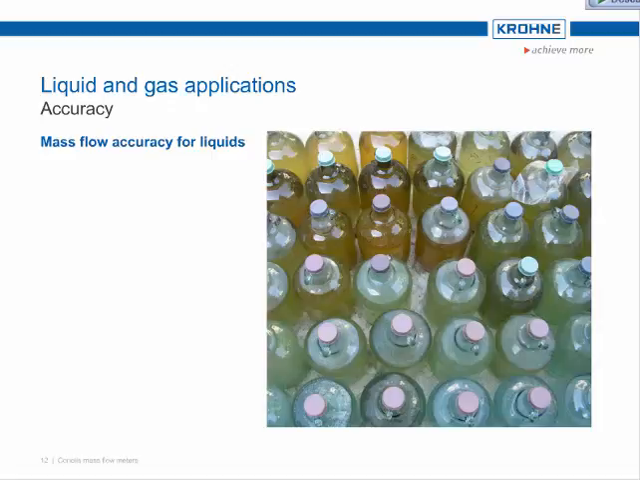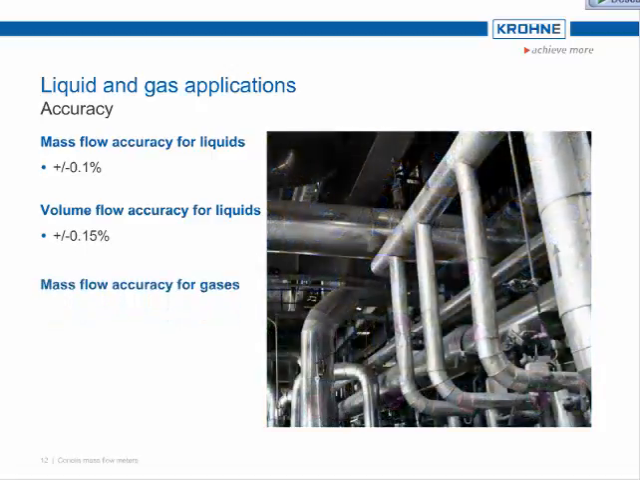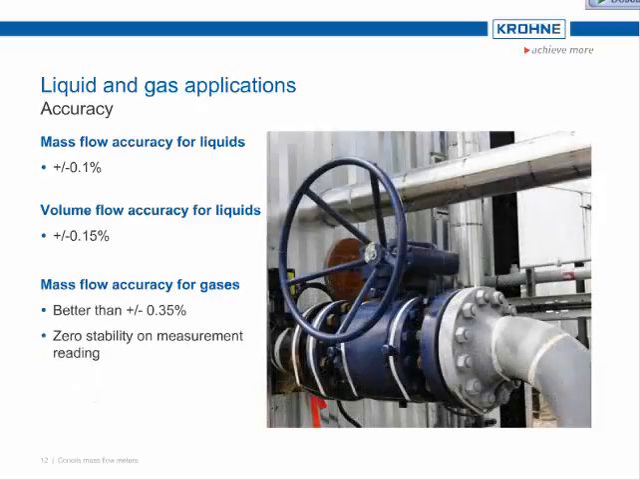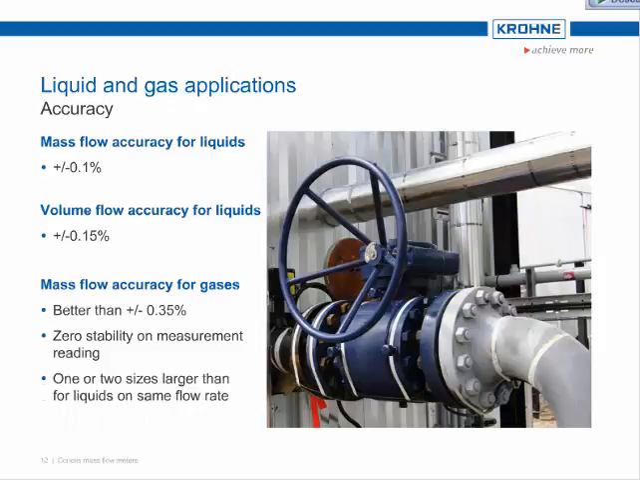Let's now have a look at the accuracy for mass flow measurement. Mass flow meters offer a highly accurate measurement of liquids and are often quoted as plus or minus 0.1%. The volume flow accuracy of the same meter is quoted as plus or minus 0.15%. Yet for gases, the same meter is only quoted to better than plus or minus 0.35%. This is due to the increased effect of the zero stability on the measurement reading, coupled with the meter having to be sized 1 or 2 sizes larger than for a liquid operating on the same mass flow rate.